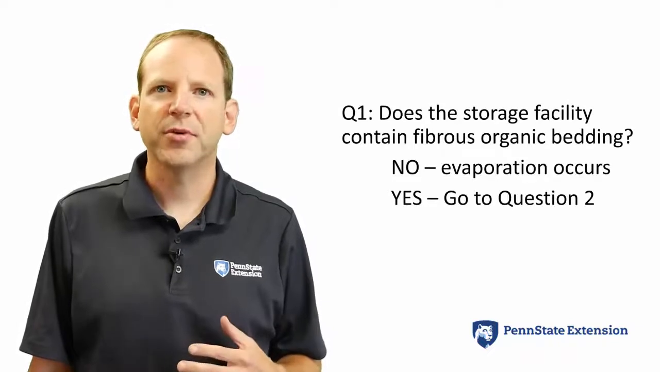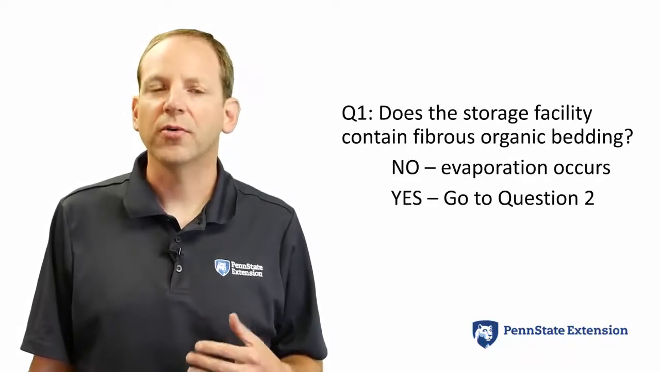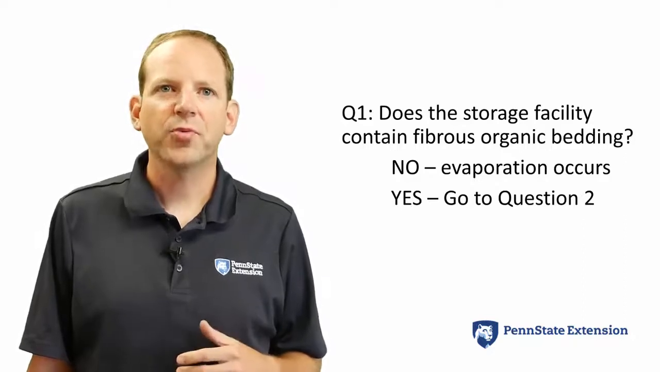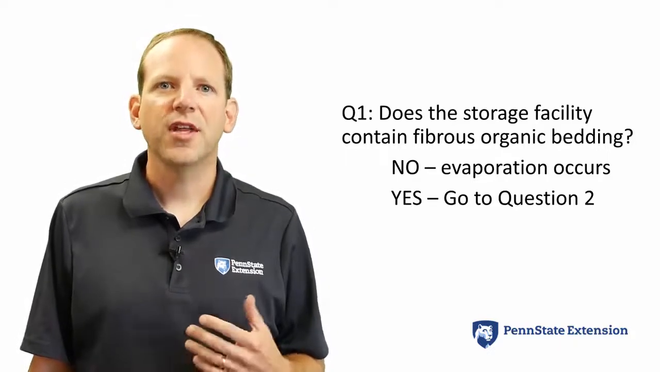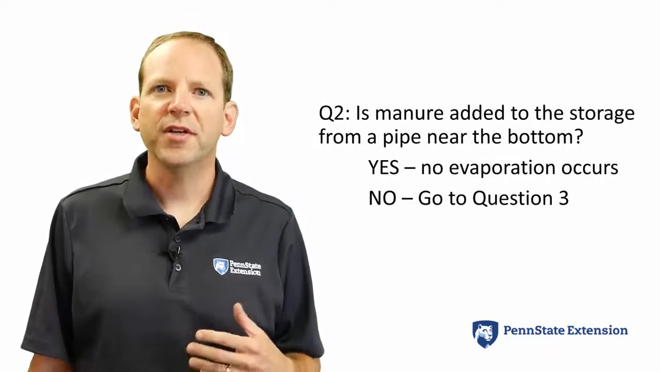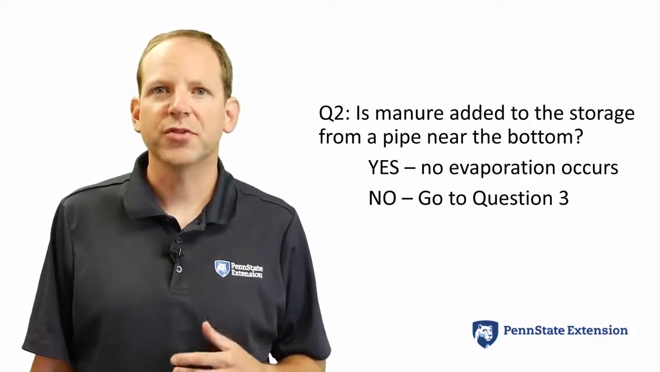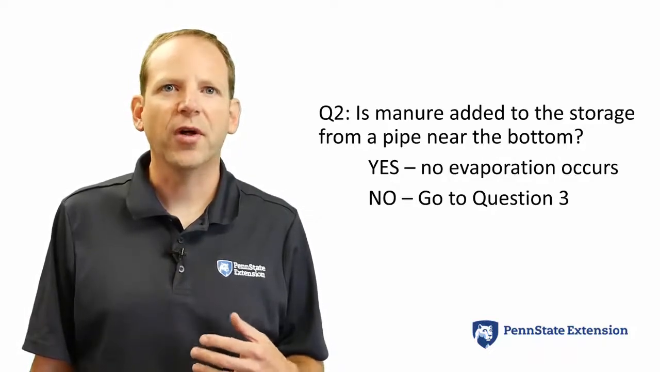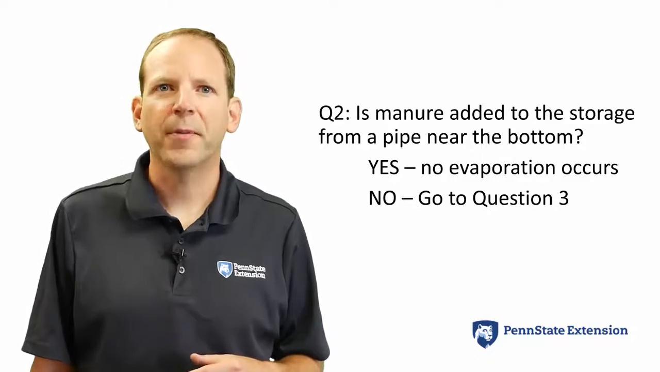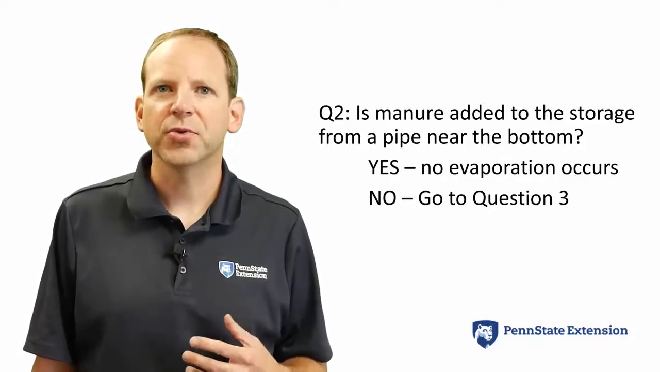Supplement 7 of the Technical Manual lists 3 questions about the manure management system that will help you determine whether a crust will form and whether or not to account for evaporation. First, does the storage structure contain fibrous organic bedding, such as straw or a lot of waste hay? If no, then a crust won't form and evaporation will occur. If fibrous organic bedding is used, then you need to go to the second question, which is whether the manure is added to the storage from a pipe near the bottom of the storage. If manure is added from the bottom, then the surface of the manure storage will remain relatively undisturbed and a crust will form on the top, in which case no evaporation will occur from the storage.